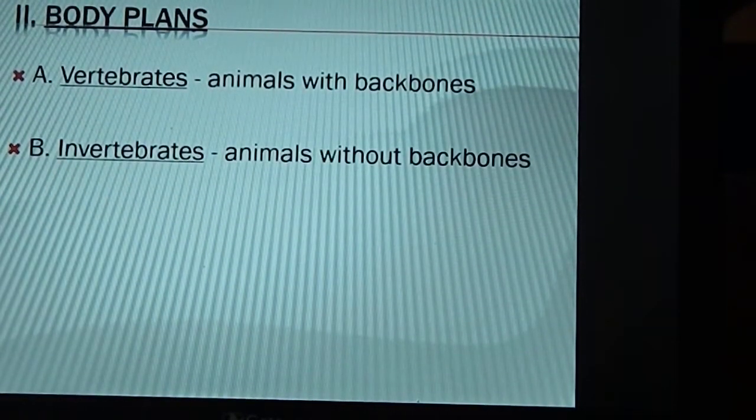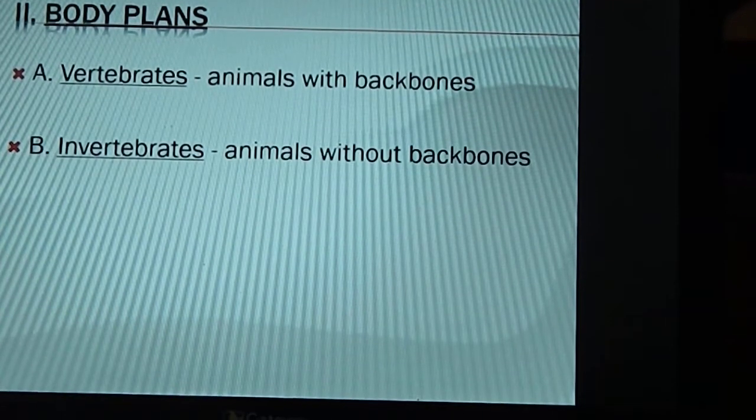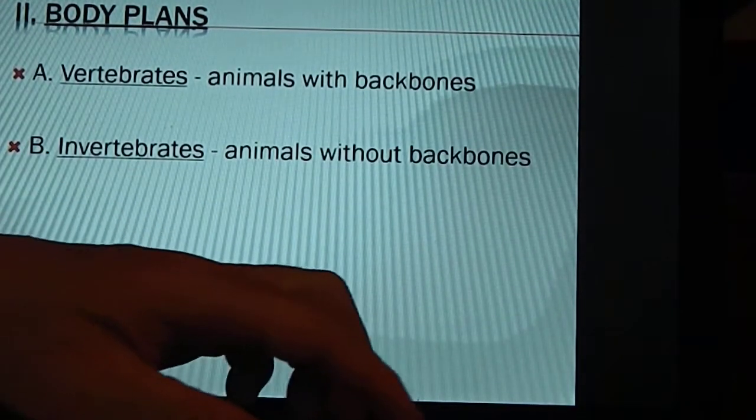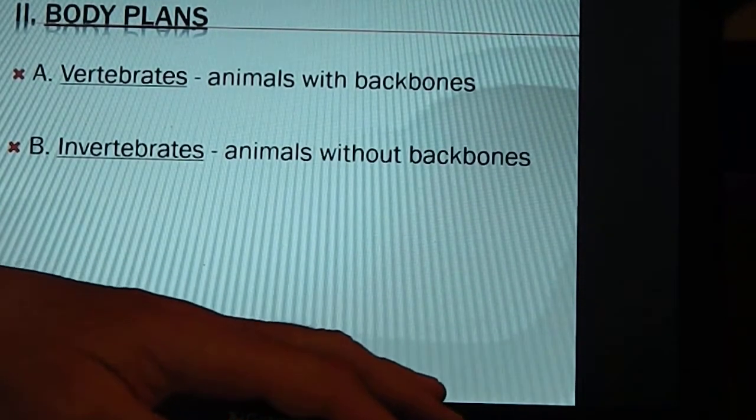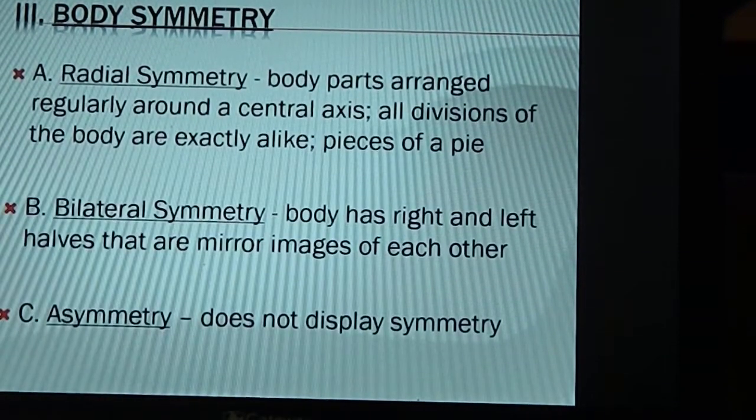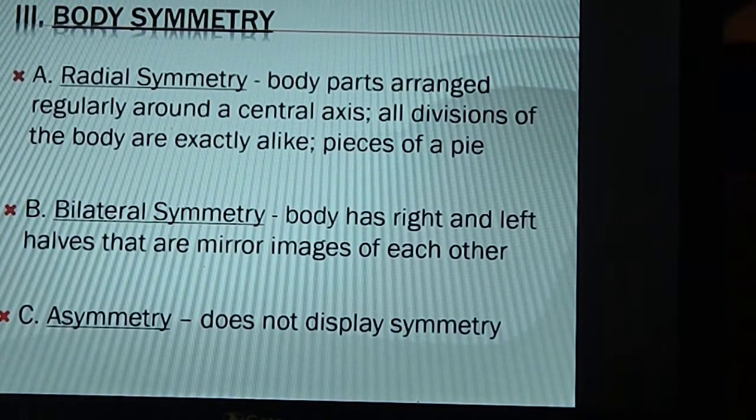So, in separating out these types of animals into phyla, there are several characteristics that taxonomists use to do these separations. One is their body plan. Are they vertebrates? Do they have a backbone? Or are they invertebrates? They don't have a backbone. And of course, the invertebrates are the most numerous animals on the face of the earth, and several different kinds are a lot more abundant than vertebrates.